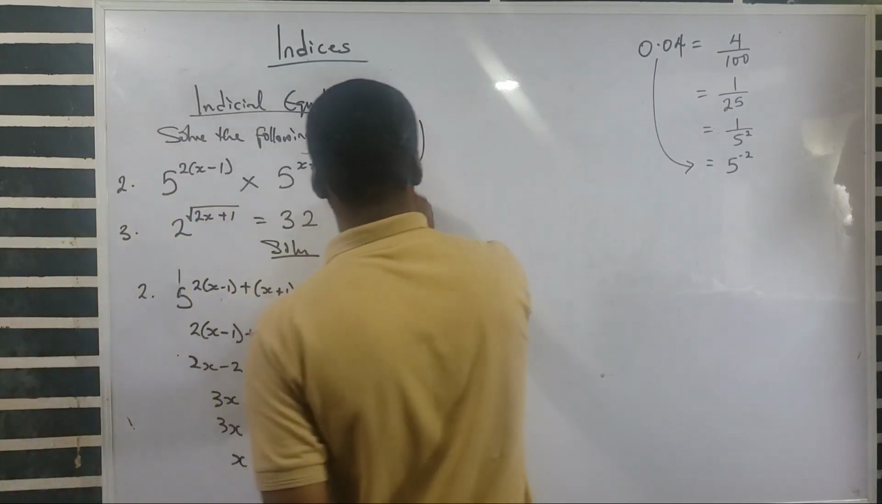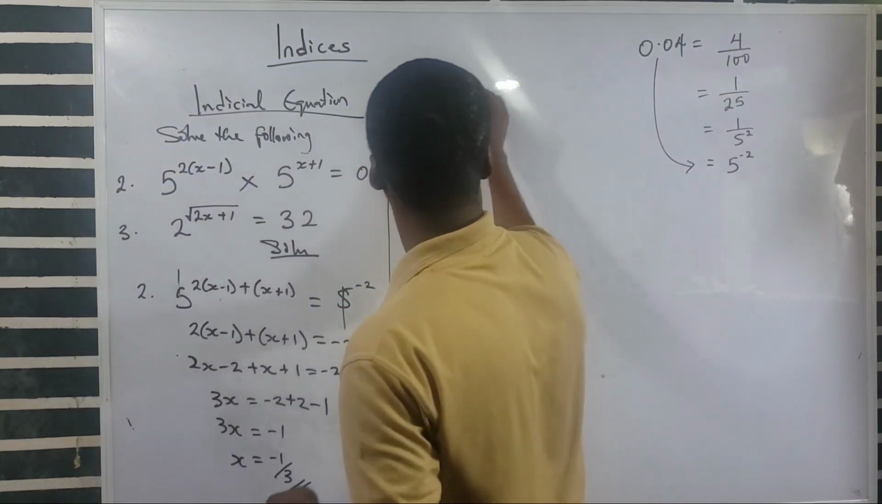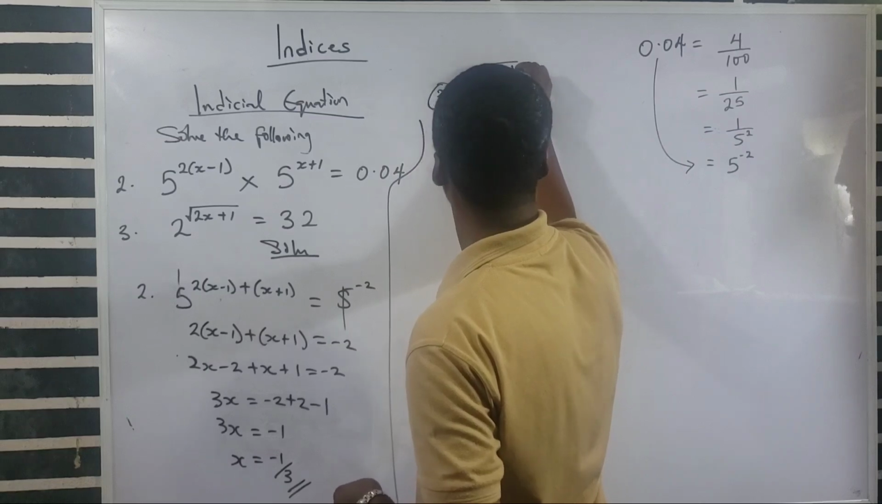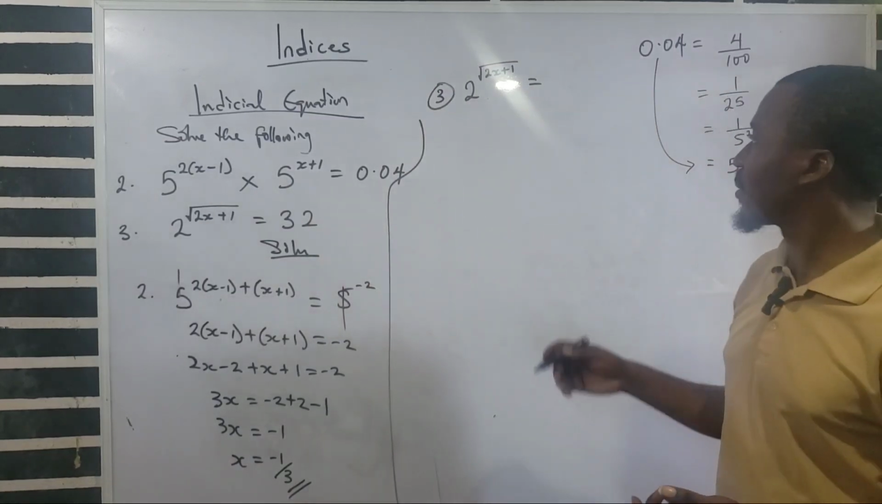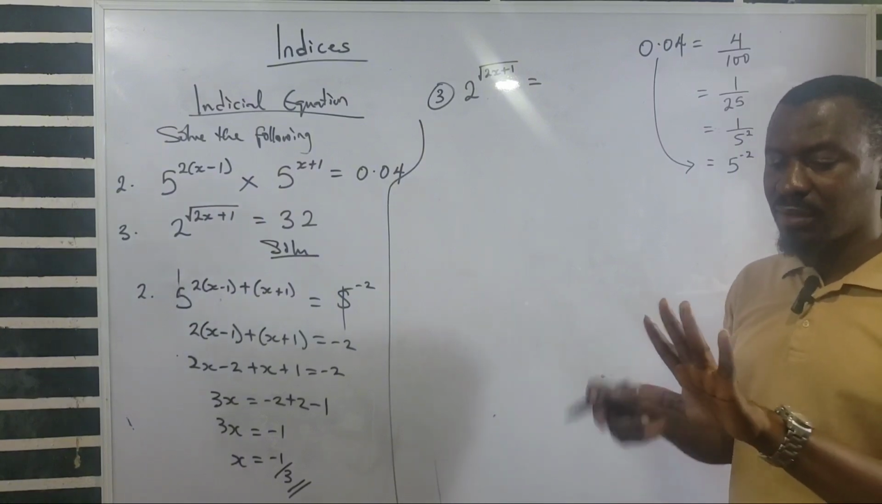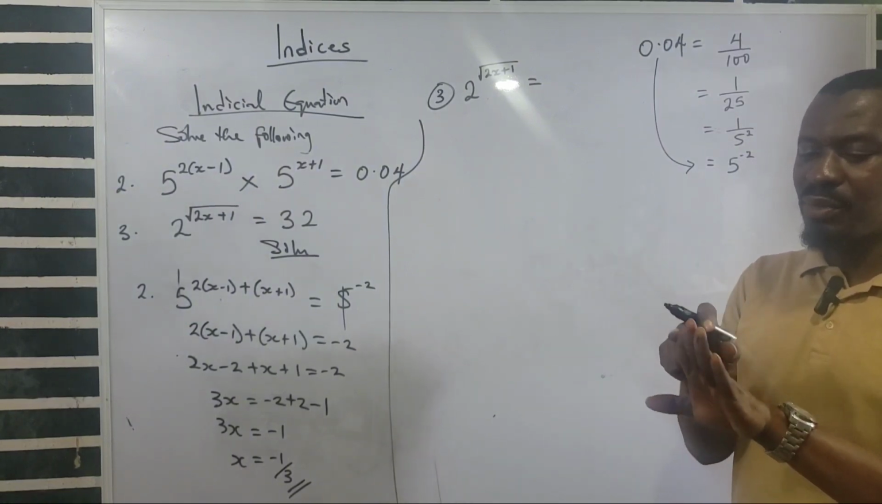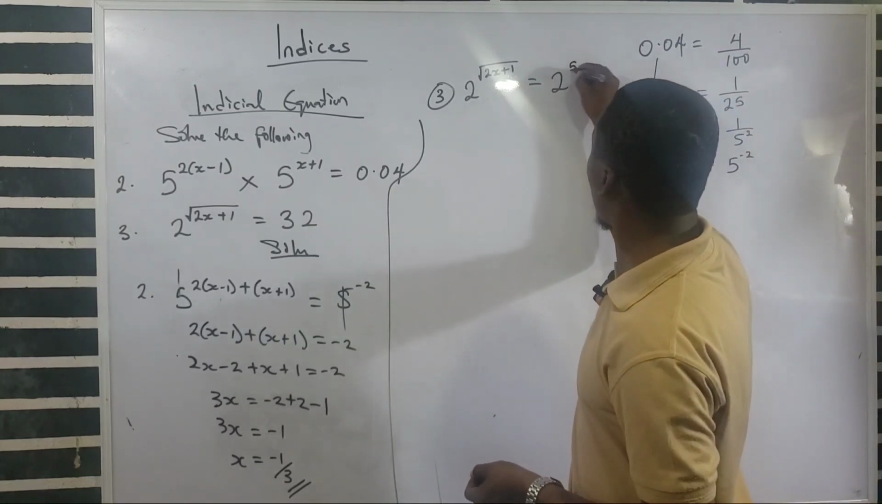Now let us move to the third question. For the third question, I have 2 raised to power square root of 2x plus 1 equals 32. 32 will give us 2. Okay, let's try it out. 2 times 2, 4 times 2, 8 times 2, 16 times 2, 32. So that will give us 2 raised to power 5.